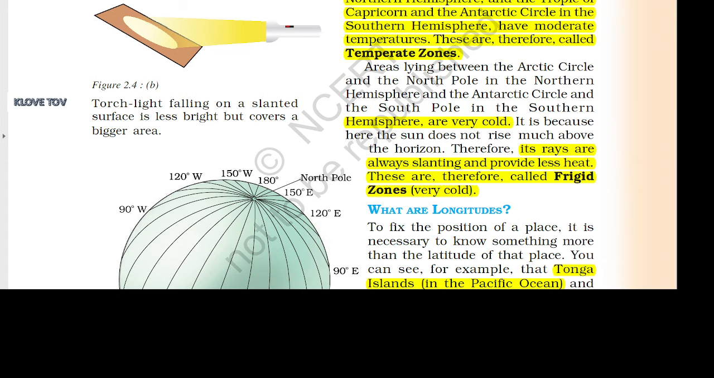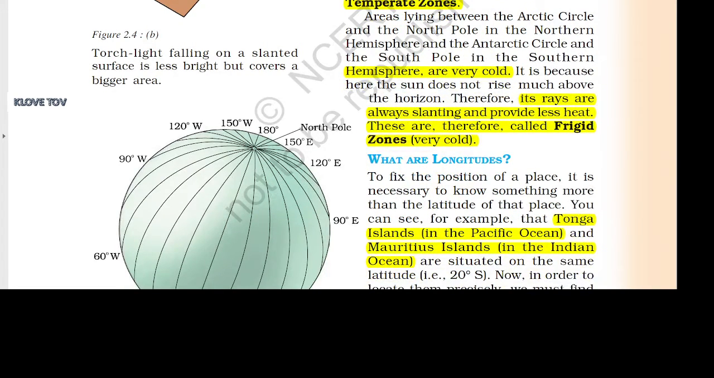Areas lying between the Arctic Circle and the North Pole in the northern hemisphere and the Antarctic Circle and the South Pole in the southern hemisphere are very cold. It is because here the sun does not rise much above the horizon. Therefore, its rays are always slanting and provide less heat. These are therefore called frigid zones, which are very cold.